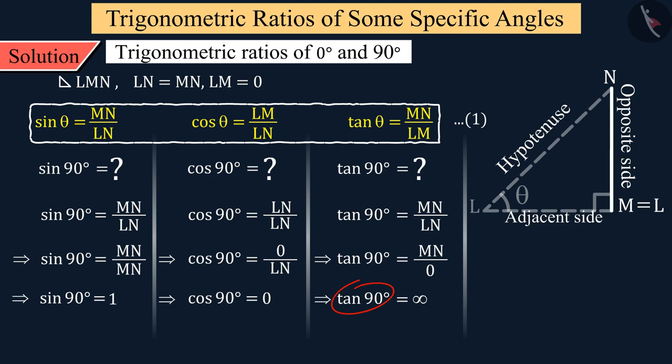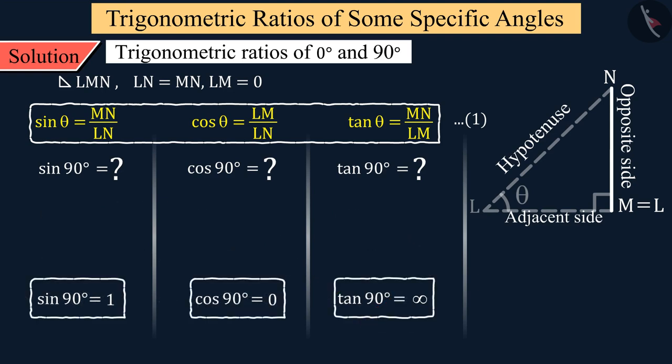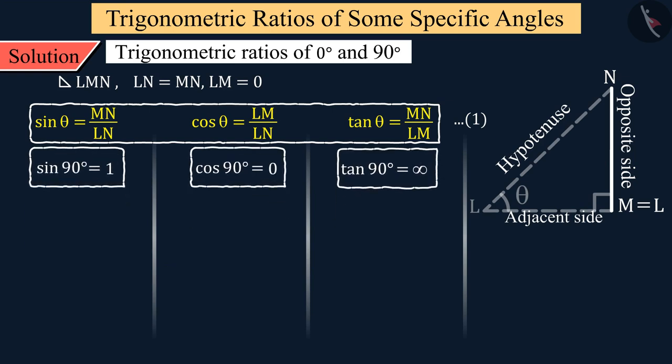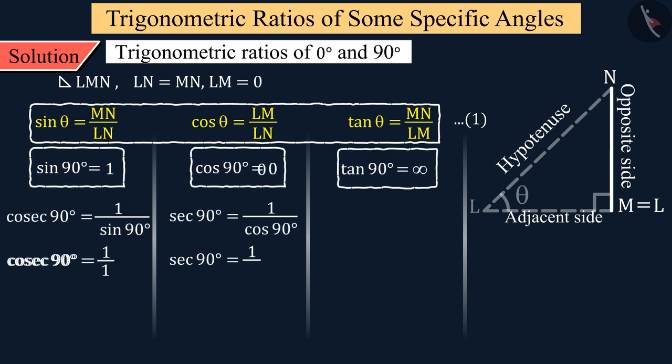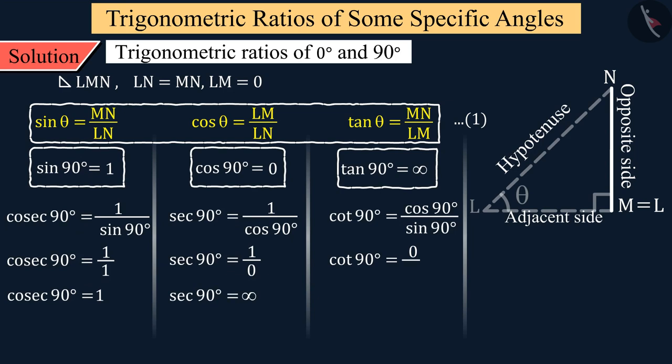But the value of tan 90 degrees is undefined. Similarly, if we talk about cosec, sec and cot 90 degrees, then the values of cosec and cot 90 degrees are 1 and 0 respectively, and the value of sec 90 degrees is undefined.